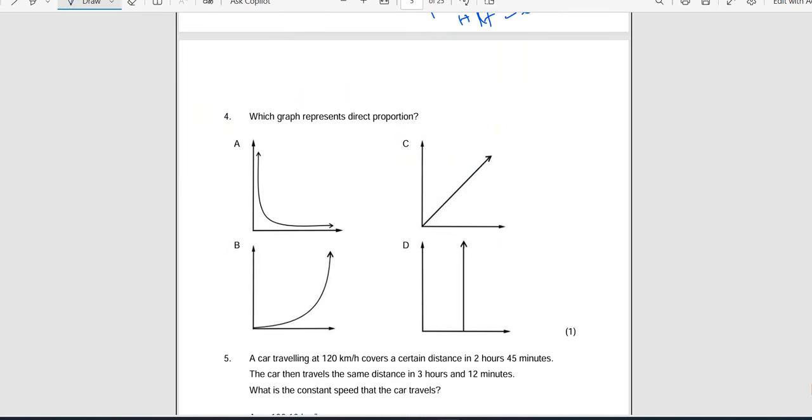Number 4, which graph represents direct proportion? Guys, this one is easier. The moment you see the graph that is increasing, the moment you see this shape, this is a direct proportion. So the correct answer is C.